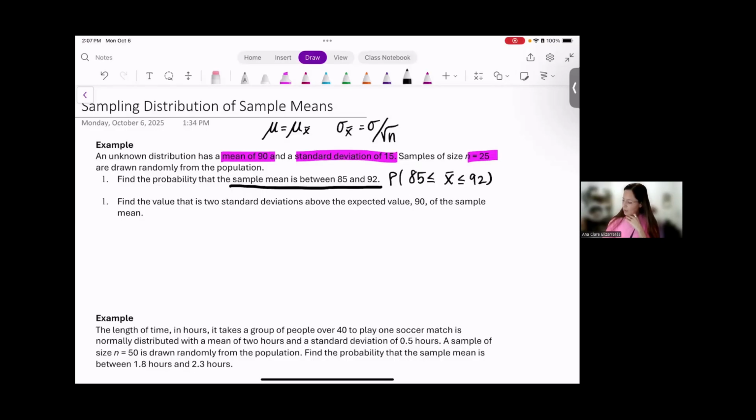So I'm told that the mean is 90. I'm also told that the standard deviation is 15 and that the sample size is 25. So what I can do is write down what the mean is, write down what the standard deviation is, and then use that to help me with my calculations. The mean of the sampling distribution is equal to the mean of the population, which was 90. The standard deviation of the sampling distribution is equal to the standard deviation of the population divided by the square root of the sample size.